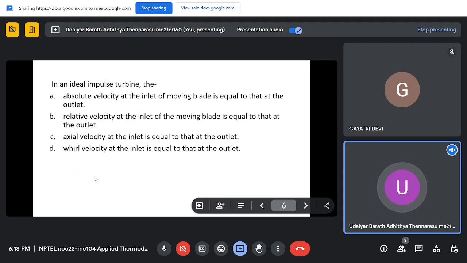So let's move on to see some problems. We have an impulse turbine, and 4 options are listed. A says the absolute velocity at the inlet of the moving blade is equal to that at the outlet. B says the relative velocity at the inlet of the moving blade is equal to that at the outlet. C, axial velocity at the inlet is equal to that at the outlet, and D, whirl velocity at the inlet is equal to that at the outlet.